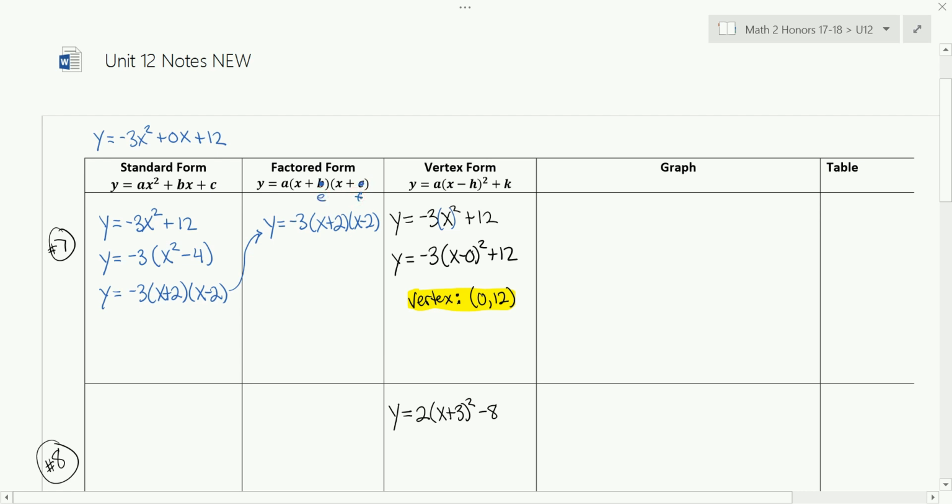So if you compare all three forms, they have an a of -3 in this case. So the factored form actually worked out nicely for us here. What's our y-intercept going to be? Plug in 0 for x. What do we get for y? 12.